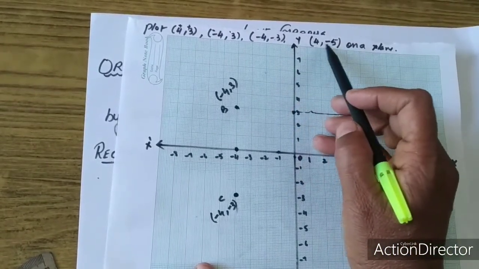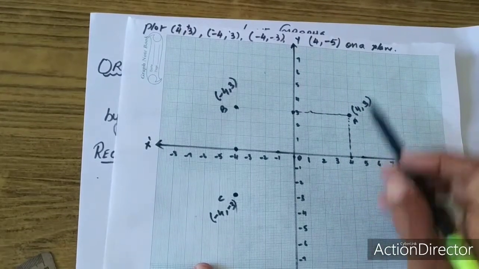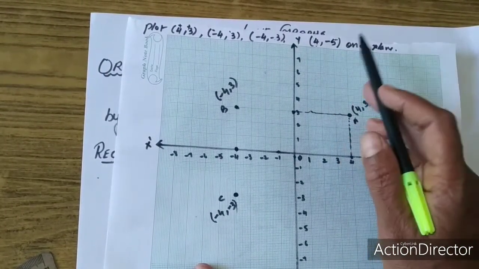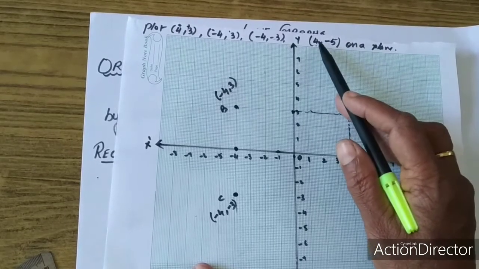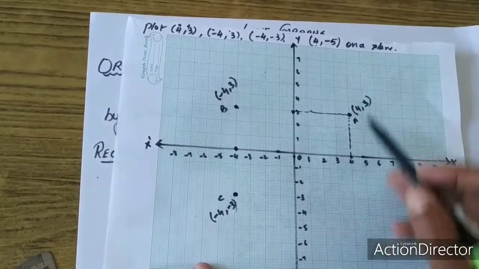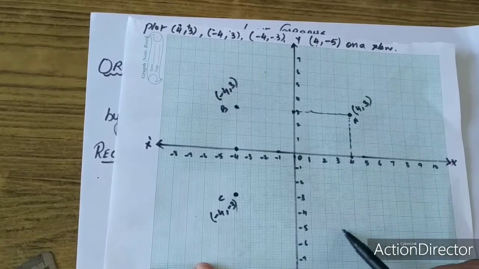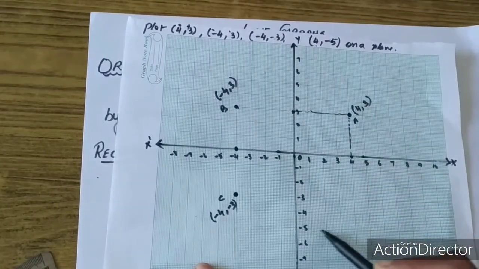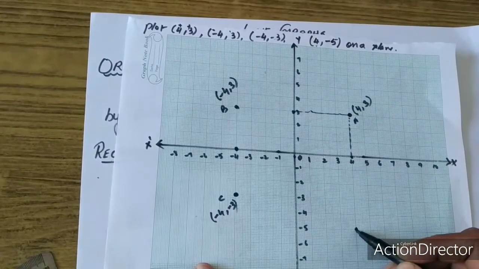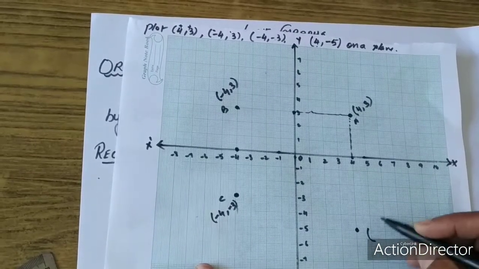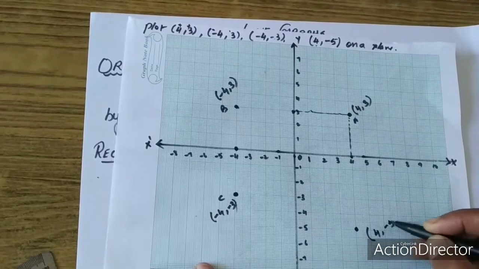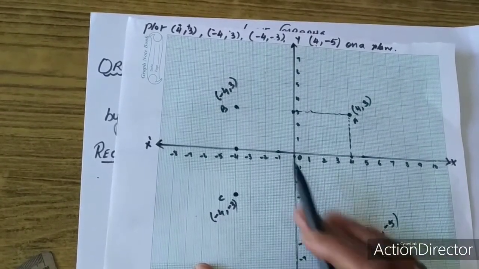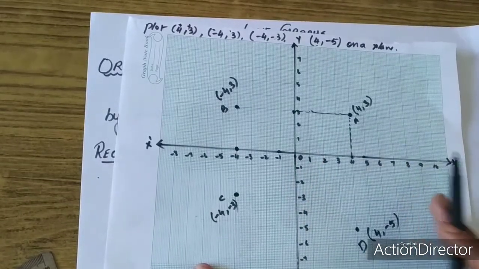Fourth one is 4, minus 5. So first, as I said, the first coordinate is always x and the second coordinate is always y. So 4 from the x-axis and minus 5 from the y-axis. So this is the intersection point. So 4, minus 5. Let us name this point as D. So this is how you plot the points on the graph.